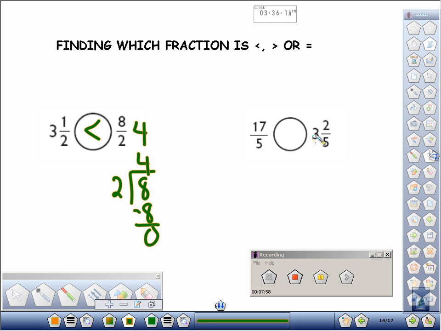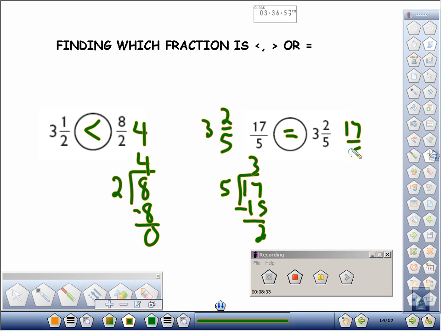On this one, we have 3 and 2/5 as a mixed number, and then an improper fraction of 17/5. If you divide 5 into 17, you get 3. 3 times 5 is 15. Subtract, you get 2. So this is actually 3 wholes and 2/5. If you look at this one, it's also 3 wholes and 2/5, so we know they're equal. Now if you decided you don't want to change the improper fraction to a mixed number, you can change it the other way. If you remember the steps we did before, 5 times 3 is 15, 15 plus 2 is 17, so this is 17/5. And either way, you see they're both equal.